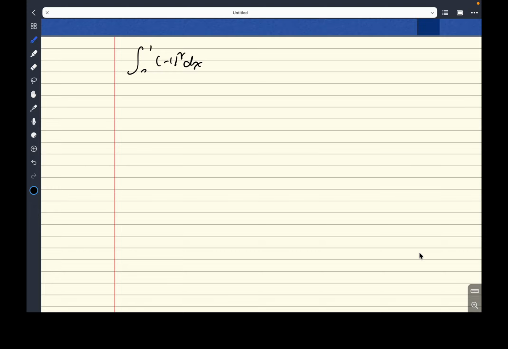In this video we're going to see how we should solve this integral from 0 to 1 of (-1) to the power of x dx, integrating with respect to x. You might think about integrating this with traditional ways, but there is a better way to do it, and that is using Euler's formula.